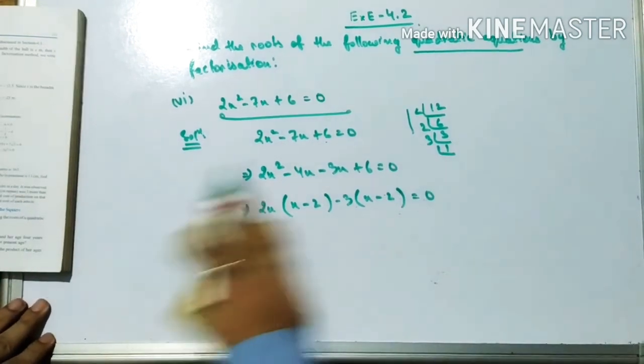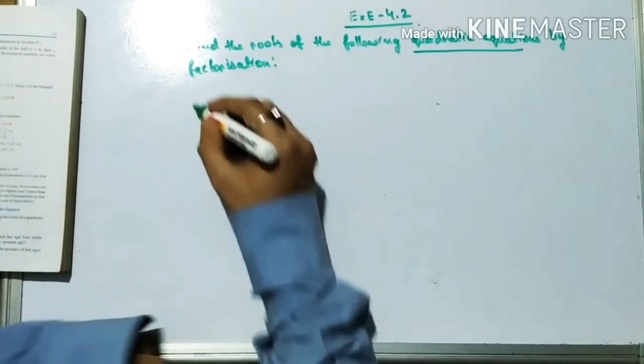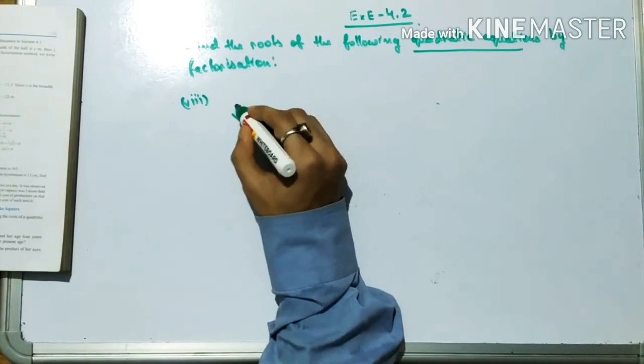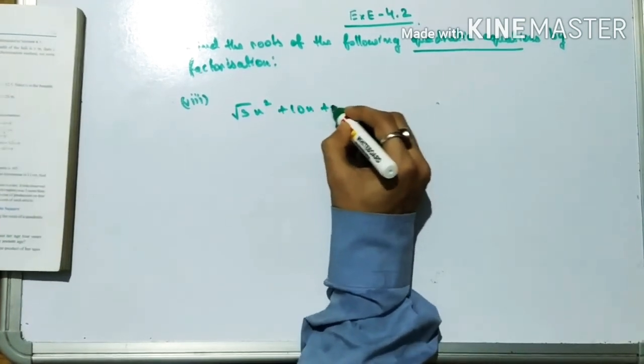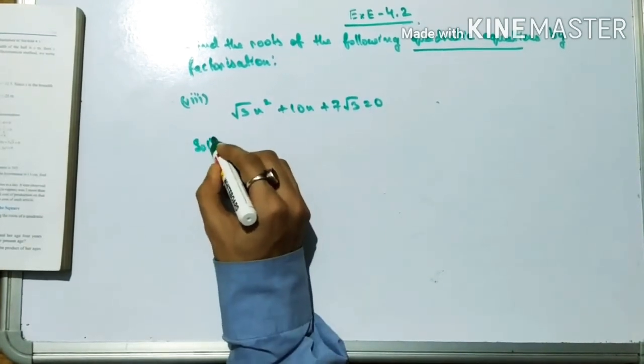Question number 7 you try to do by yourself. I will go to question number 8. Question number 8, you see: root 3 x square plus 10x plus 7 root 3 is equal to 0.